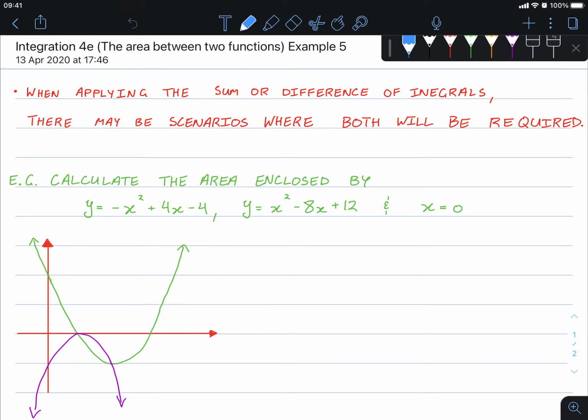Hello class, this is the last example on integration and calculating the area between two different functions.